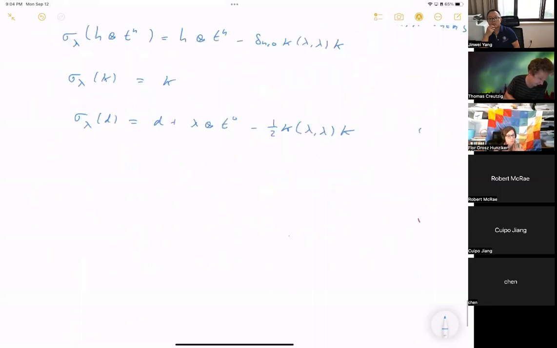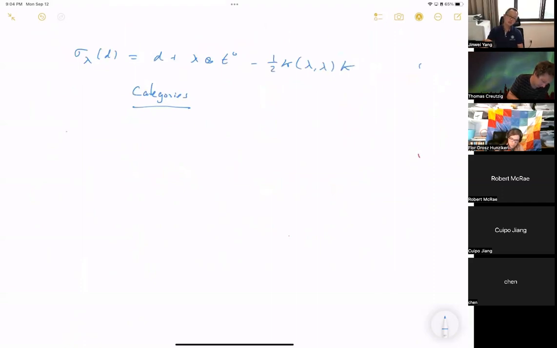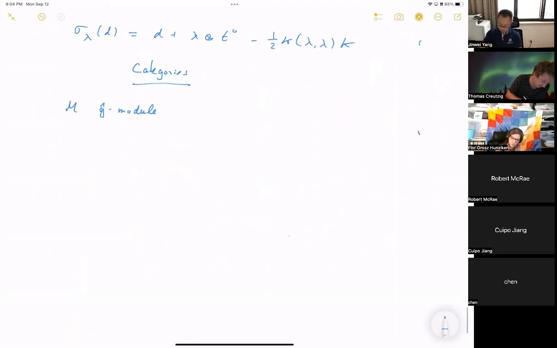Okay, so let's go to categories, because this is where we want to go to. These lectures will be on representation theory. So categories. We are interested in G-hat modules, and now we give them a few names. So we call a module smooth if it is smooth.